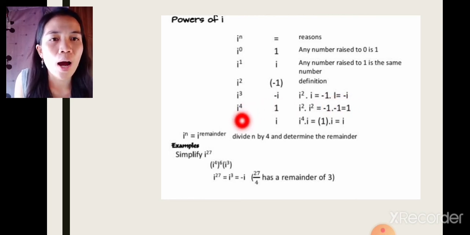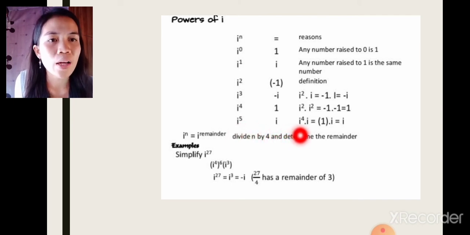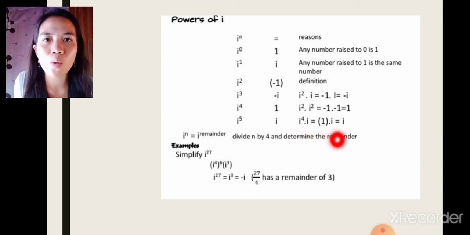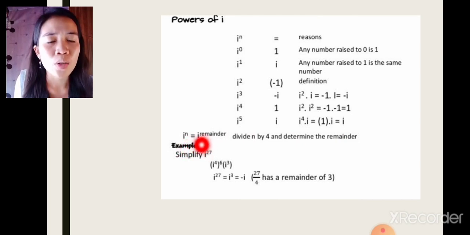I raised to the power of 4 is equal to 1, because i squared times i squared is equal to negative 1 times negative 1, which is equal to 1. Then i raised to the power of 5 is equal to i, because i to the power of 4 times i is equal to 1 times i, which is i. So i raised to the power of n is equal to i raised to the power of the remainder. Divide n by 4 and determine the remainder.